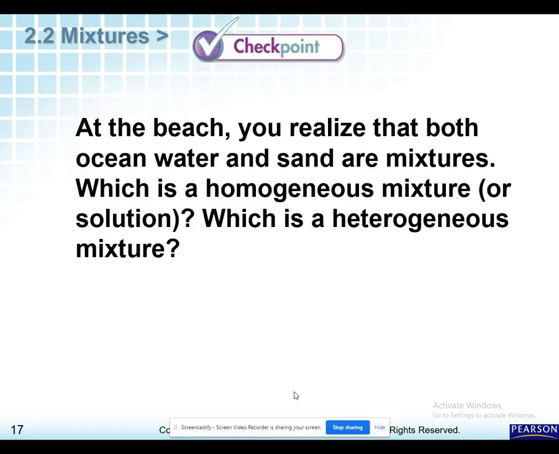So at the beach, you realize that both ocean water and sand are mixtures, which is homogeneous and which is heterogeneous. So let's review what these two terms mean. If you are doing homogeneous, remember that means the same or looks the same throughout.